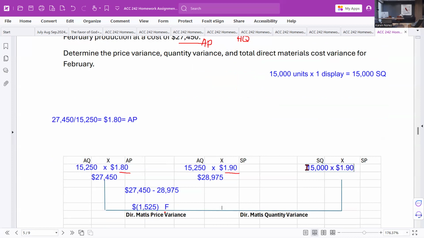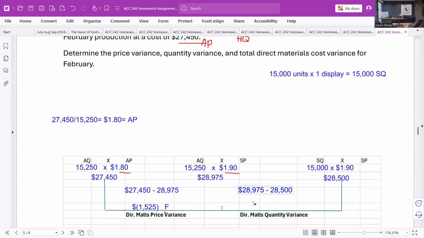And what kind of a variance are we going to have? Well, it's got to be an unfavorable variance because they used too many of them, right? They used 15,250 of these displays, but they only made 15,000 tablets. They should have only used 15,000 of them. So the standard here is 28,500, and hence our quantity variance is the 28,975 minus the 28.5.